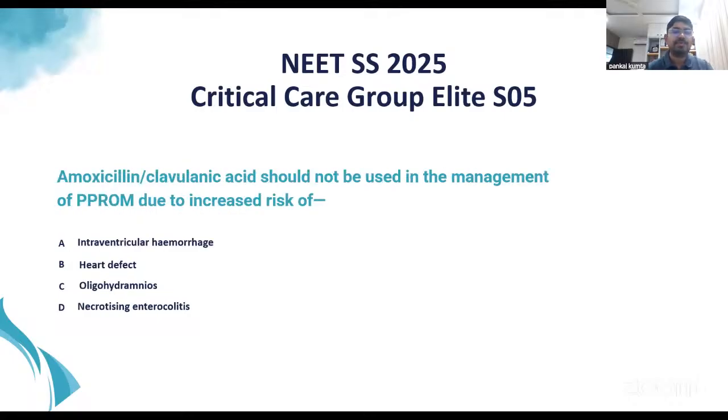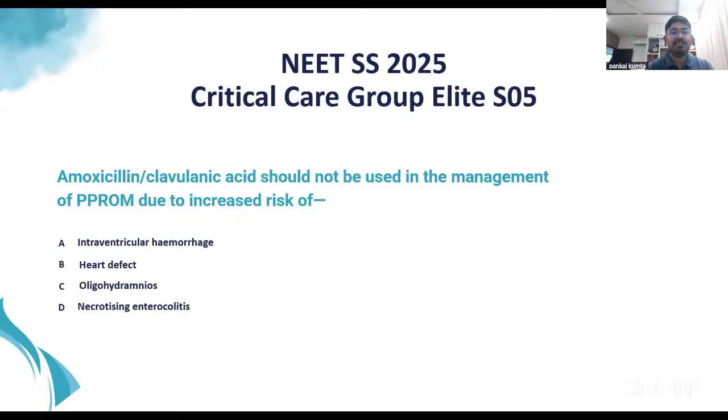Next, amoxicillin clavulanic acid should not be used in the management of PPROM, premature rupture of membranes, due to increased risk of what? The options were IVH, heart defect, oligohydramnios, and necrotizing enterocolitis. The answer here was necrotizing enterocolitis.